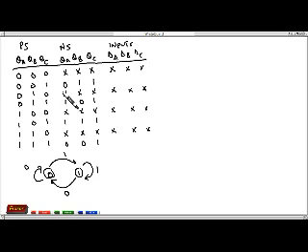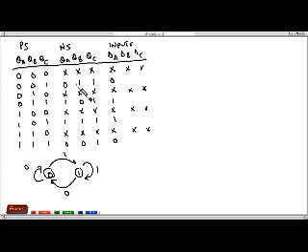Then from there, we look at the transition of 0 to 0, which gives us a 0. A transition of 0 to 1 gives us a 1. A transition of 1 to 1 gives us a 1. And a transition of 1 to 0 will give us a 0. Next, look at the second column for QB.